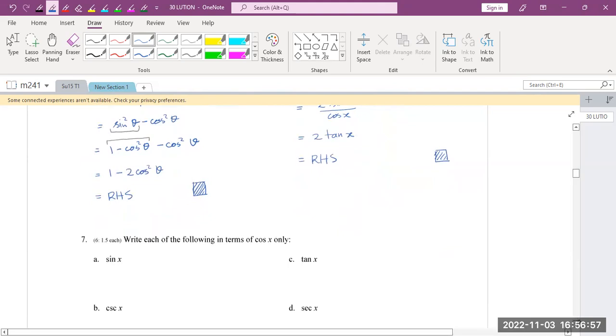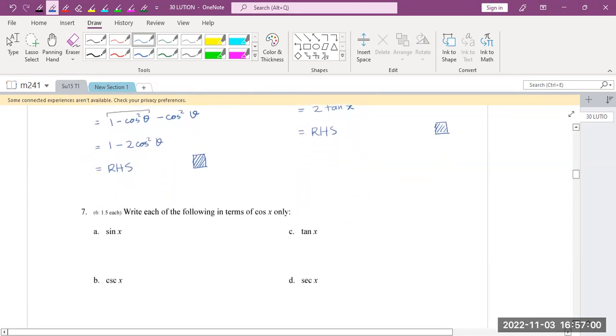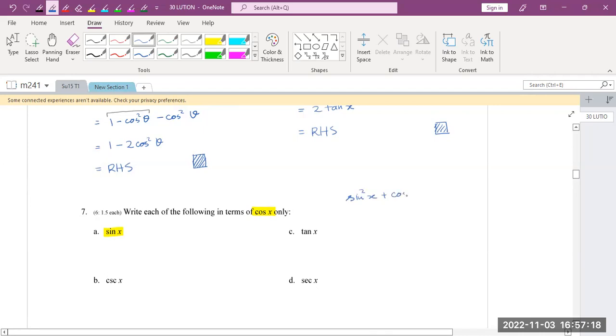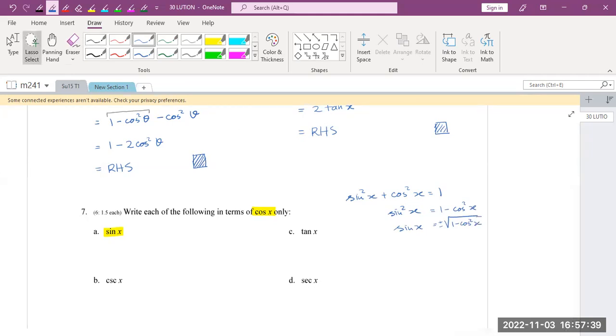Number 7, write each of the following in terms of cosine x only. Now in part A, for example, what relates cosine x and sine x? Pythagorean identity, right? So we know that sine squared x plus cosine squared x equals 1, so sine squared x equals 1 minus cosine squared x. So sine x will be plus minus the square root of 1 minus cosine squared x.